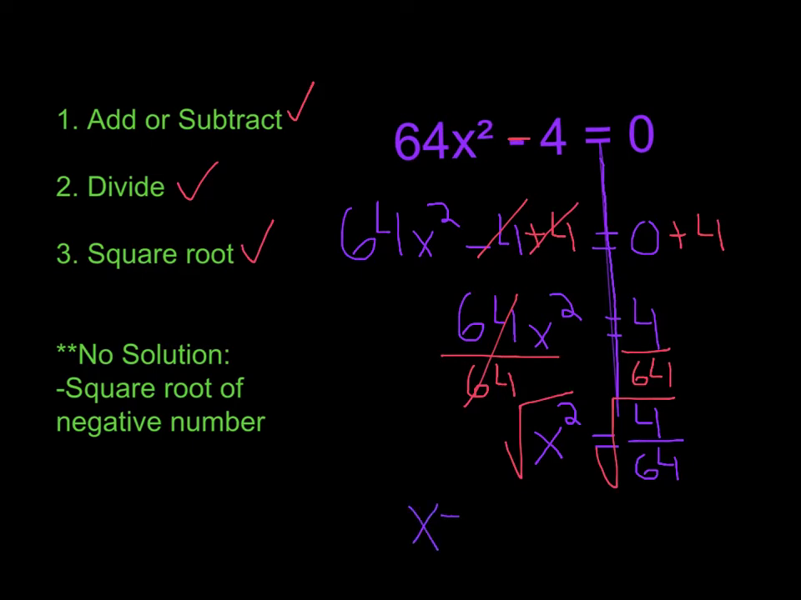So x equals, you can take the square root of each number. The square root of 4 is 2, and the square root of 64 is 8. And now that fraction can be simplified to 1/4. So one of my solutions is a positive 1/4, and then the next one will just be the opposite, negative 1/4.